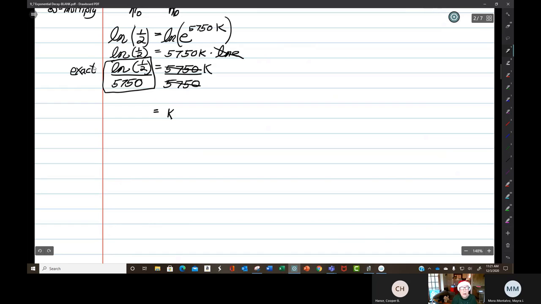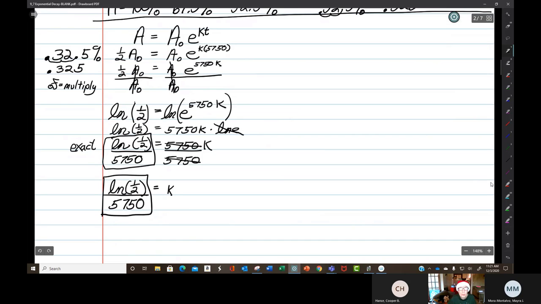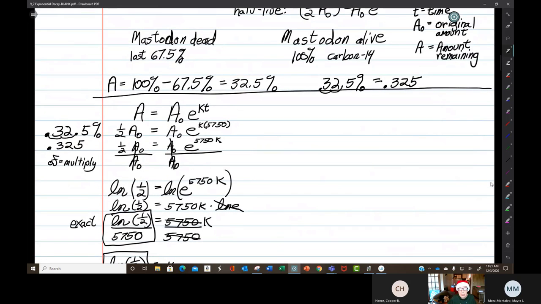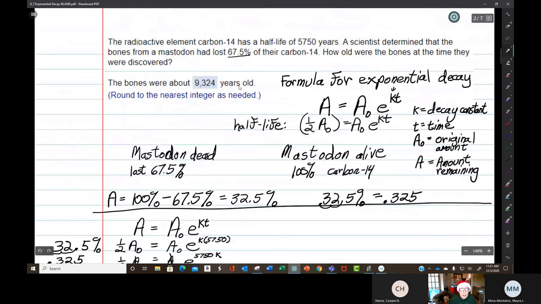We cannot find a calculator approximation, but at least we've got the exact answer. So what we're going to do here is keep in mind that all we have to do to get K is use this. We know what K is, we just don't know what it is in the calculator. So now there's no problem. Believe it or not, there is no problem, because we don't really need the calculator approximation. We are now able to find out how old the bones were when they were discovered.